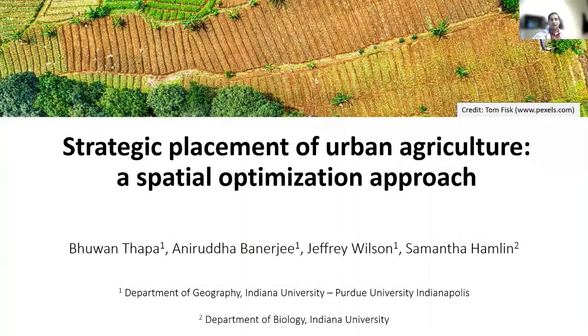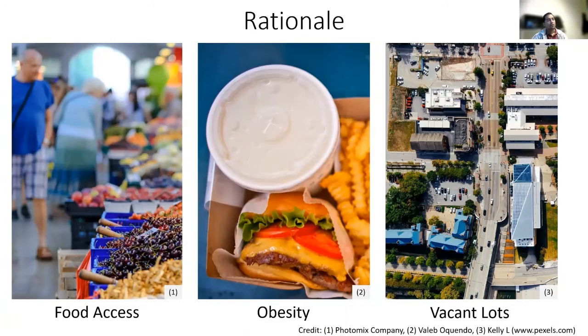My name is Bhuban Thapa. I am the lead author for this paper on strategic placement of urban agriculture using spatial optimization. Other co-authors for this paper are Rudy Banerjee, Jeff Wilson, and Samantha Hamlin. So today, I would like to give you a brief overview of this paper.